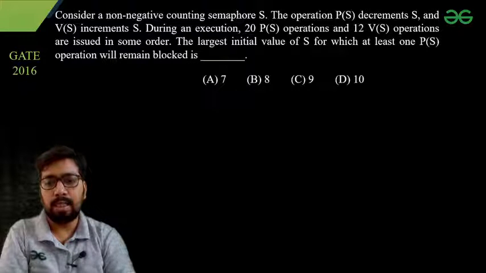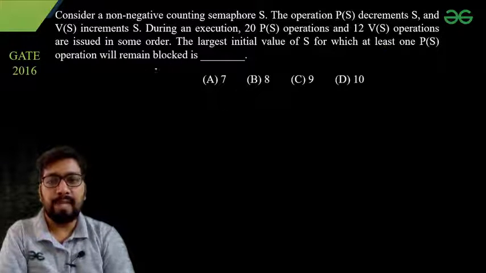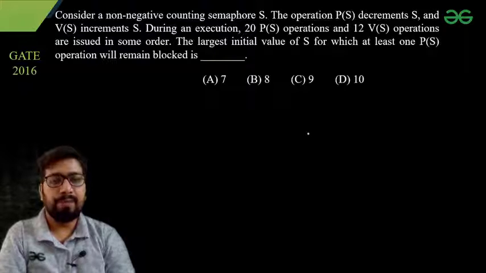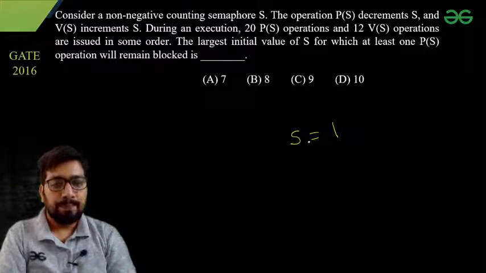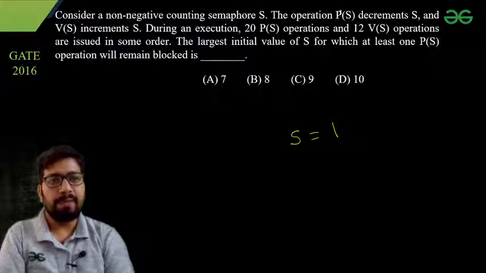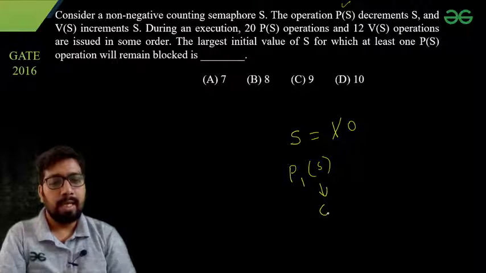So let me tell you what the answer will be. At least one process will be blocked. Let me give you one example. Suppose initially the value of S is 1. If any process wants to access the critical section, it will decrement the value of the semaphore by 1 and go inside the critical section by performing the P operation. Suppose process P1 comes and performs the P(S) operation, so the value is 0. That means it is inside its critical section.